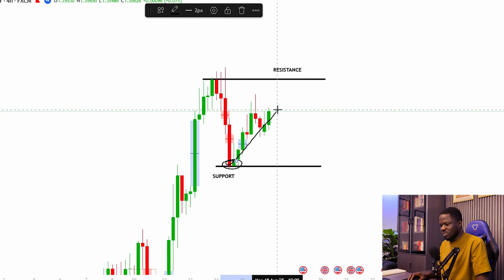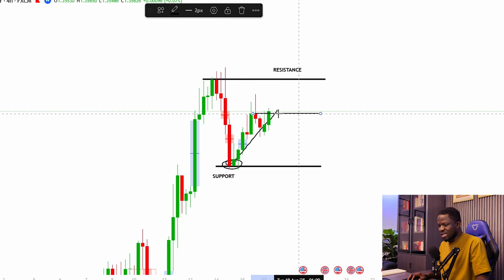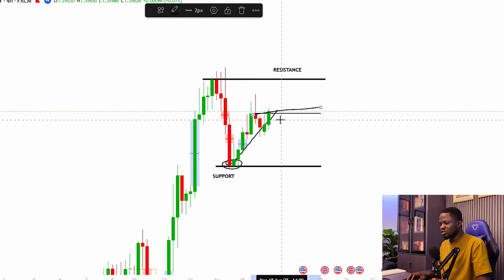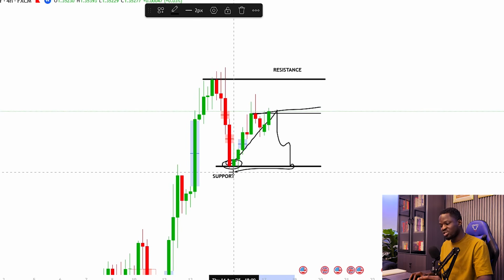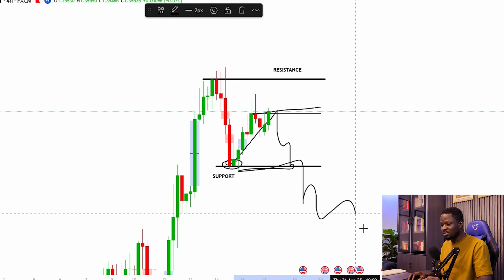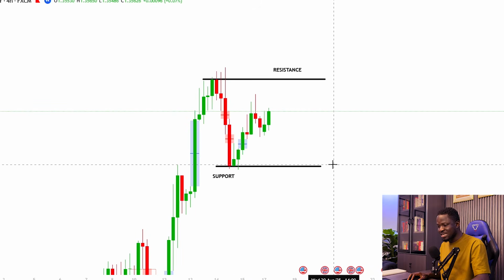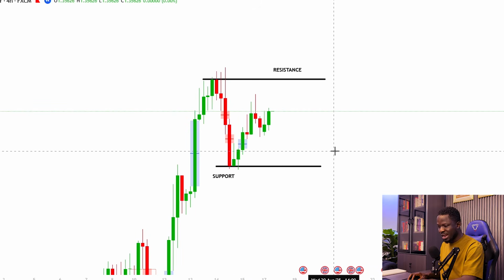Price bought from this support to this zone. So the next thing we're expecting the price to do now is to create a brand new resistance zone so that it can continue the journey to the downside, either break this new support here to the downside. So let's see what the price will do.